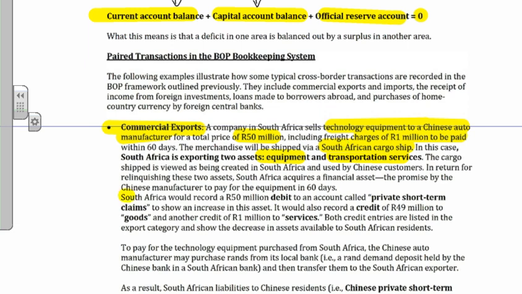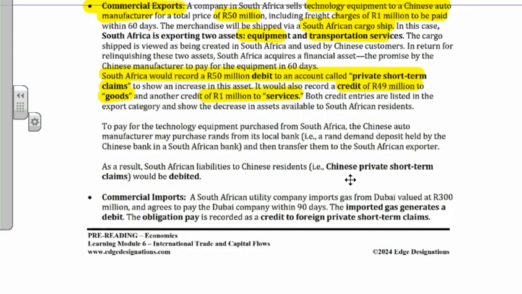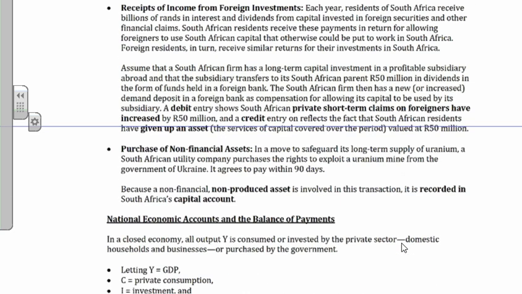South Africa would record 50 million debit to private short-term claims, a credit of 49 million to goods and 1 million to services, just to show you the point there, how we split up between merchandise and services. Nothing too crazy there. We've given you a couple of examples, so I'm not going to go through each and every one of those with you. But there are a whole batch of them there, example after example, just to illustrate how we break down the balance of payments.